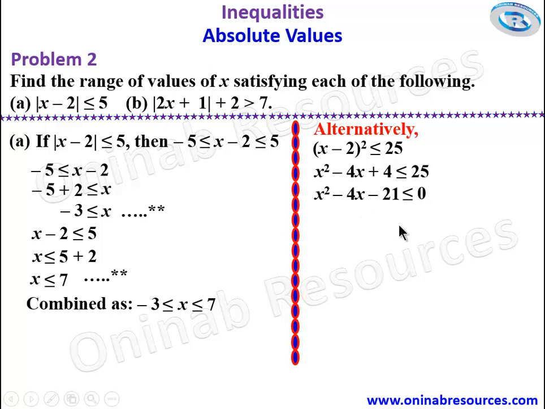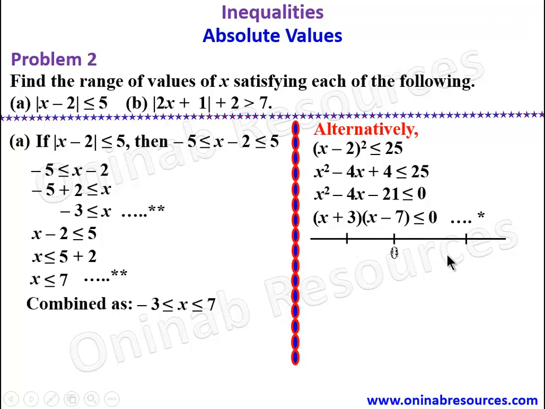But we are going to use a different approach here. So first we factorize. So the factors are x plus 3 into x minus 7 less than or equal to 0. We mark it as asterisk. Then we bring in our number line. This is 0, 7 and negative 3.